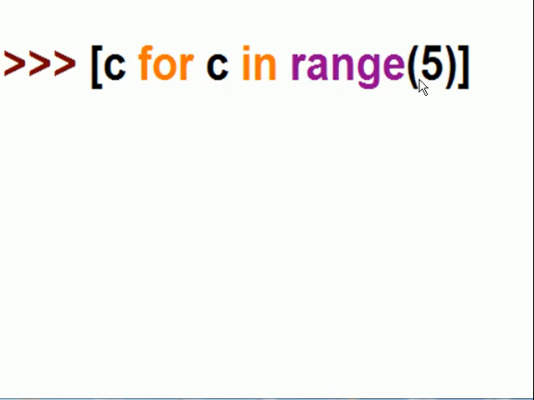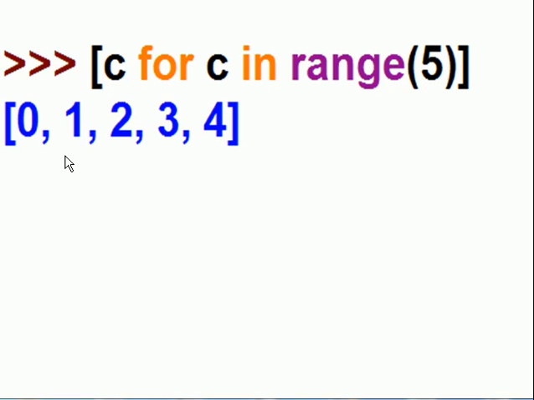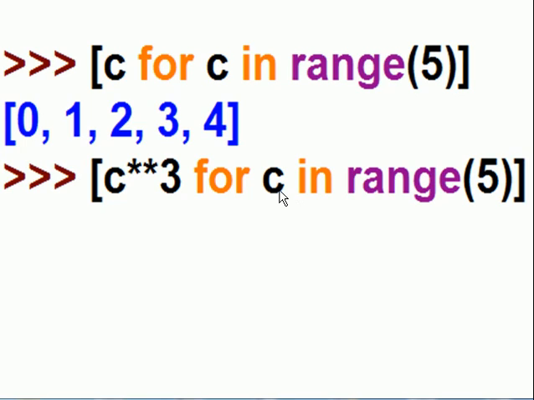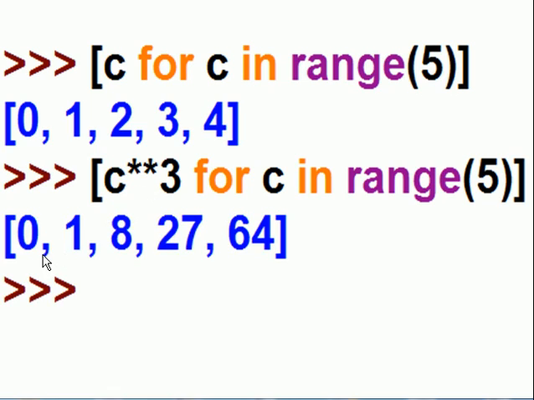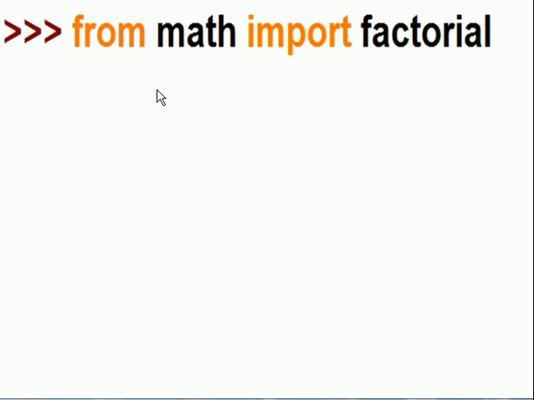For every C in the range 5, so 0, 1, 2, 3, 4, show me C. And there they are, 0, 1, 2, 3, and 4. For every C in the range 5, show me C to the third power. And it does, 0, 1, 2 to the third power, 8, 3 to the third power, 27, 4 to the third power, 64. From math, import factorial.